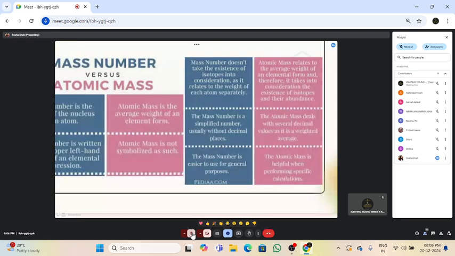Isotopes we will understand in the later part, but understand that mass number does not take the existence of isotopes into consideration as it relates to the weight of each atom separately, while atomic mass relates to the average weight of an elemental form, and therefore it takes into consideration the existence of isotopes and their abundance. How they exist. We will understand what isotopes are, and then I will explain this point specifically.